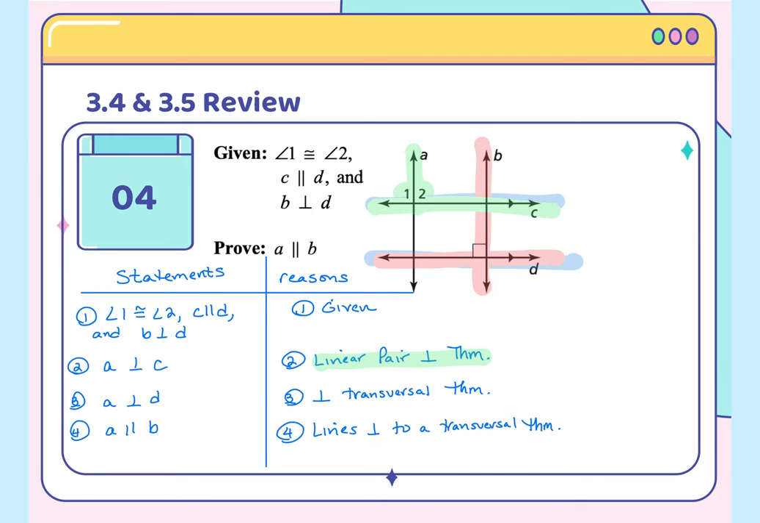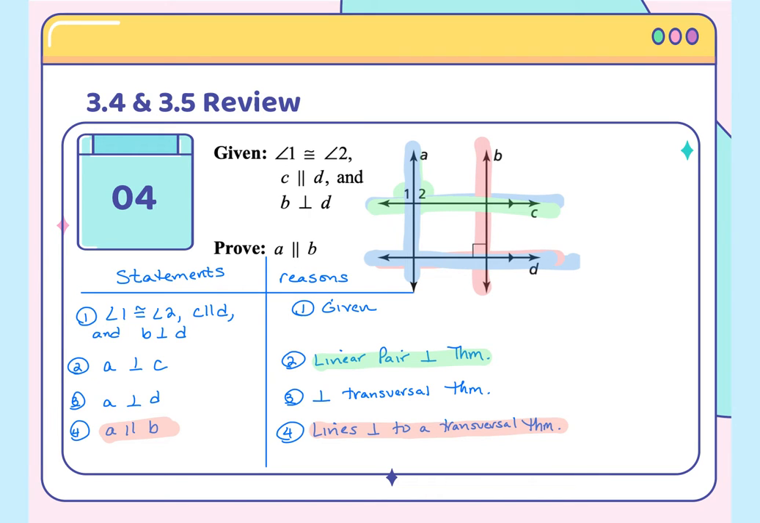Then A is perpendicular to D, and that's the perpendicular transversal theorem that says if a line is perpendicular to one of 2 parallel lines, it is perpendicular to the other one. So because A is perpendicular to C, and C and D are parallel, A is perpendicular to D. Yep. What is the backwards T mean? Upside down T is perpendicular. And then the last thing says that A is parallel to B because of the lines perpendicular to a transversal theorem, which says that 2 lines that are perpendicular to the same line are parallel.